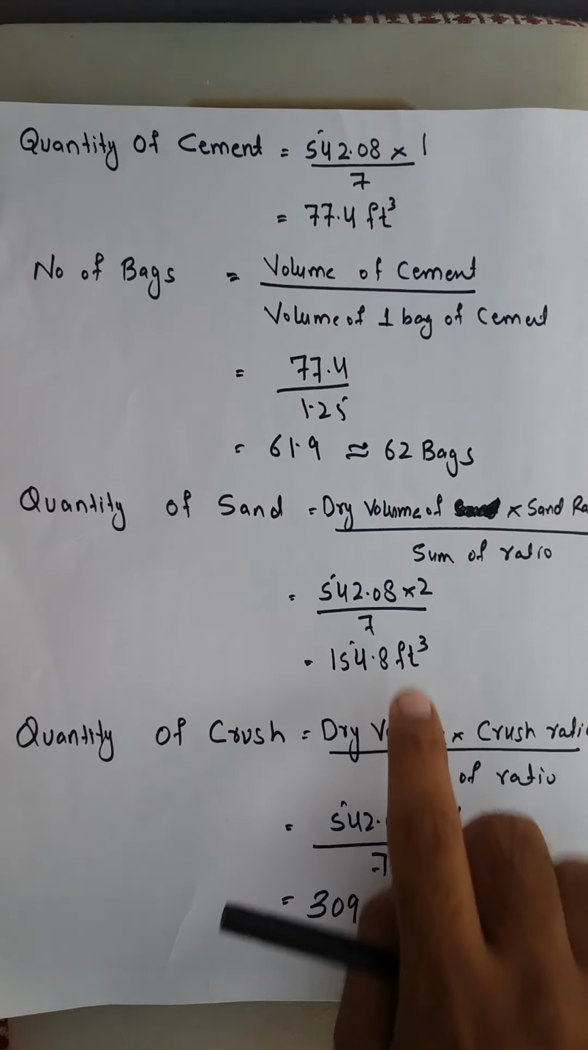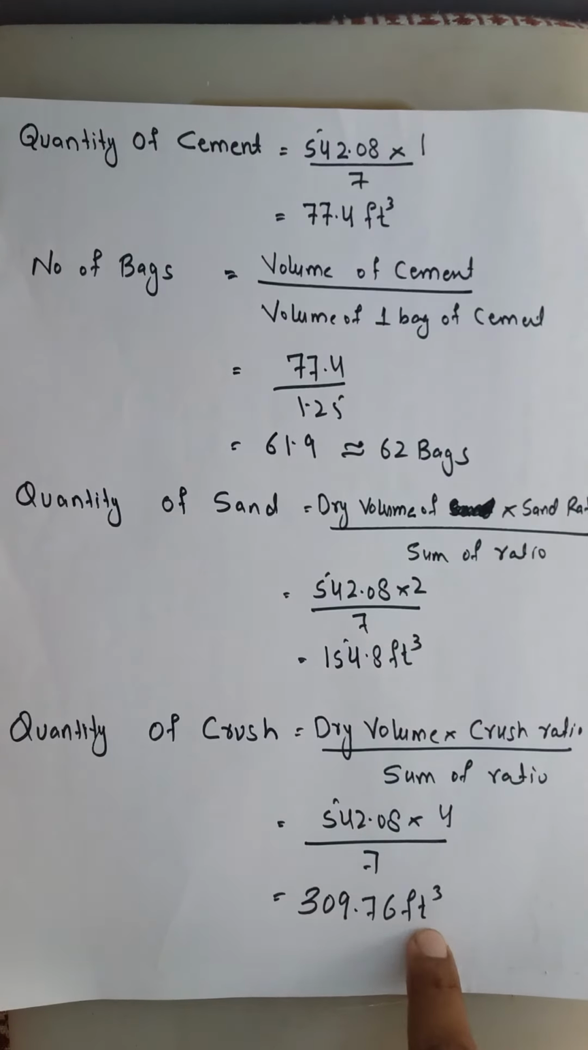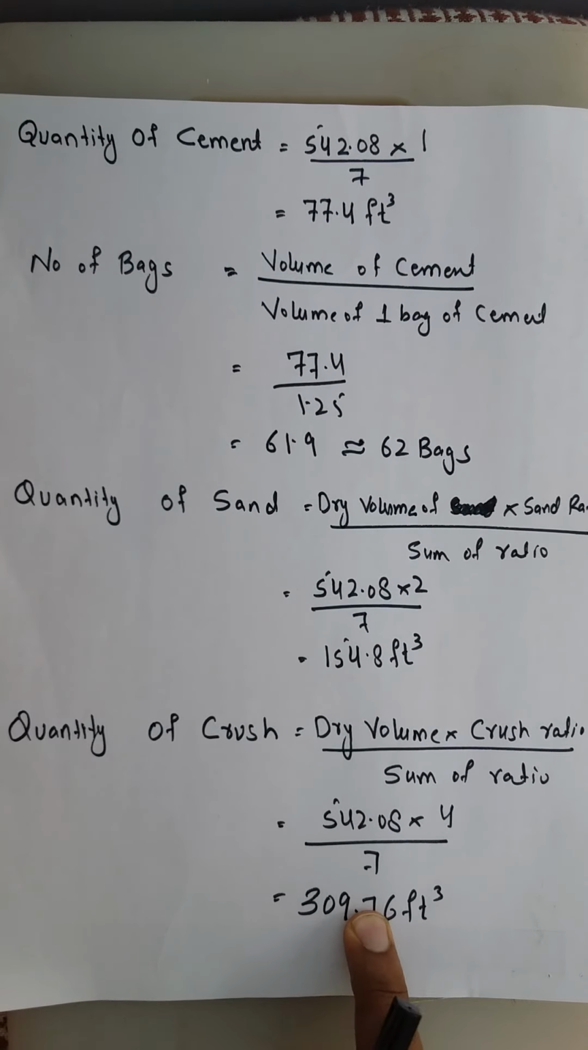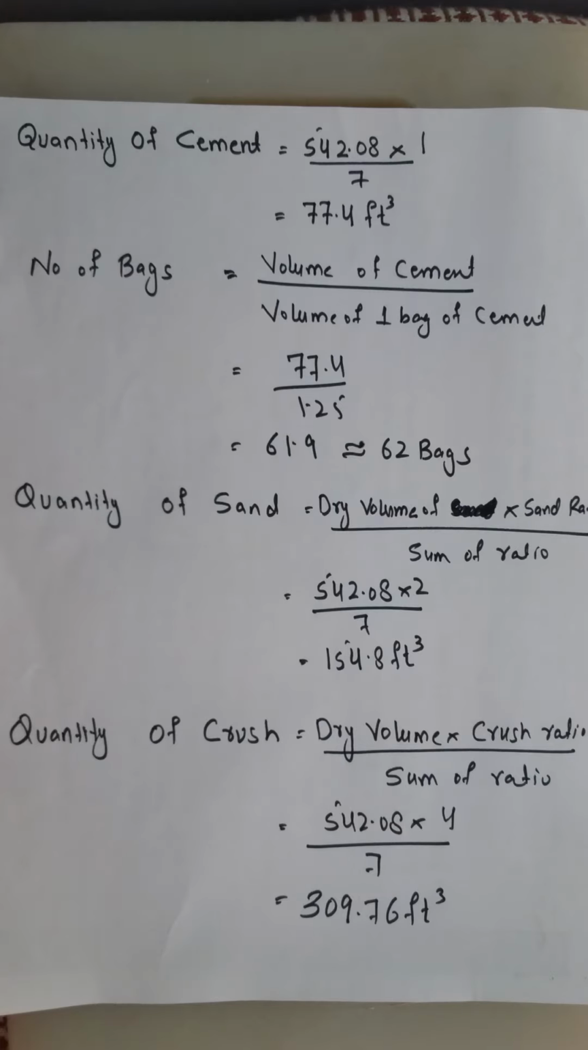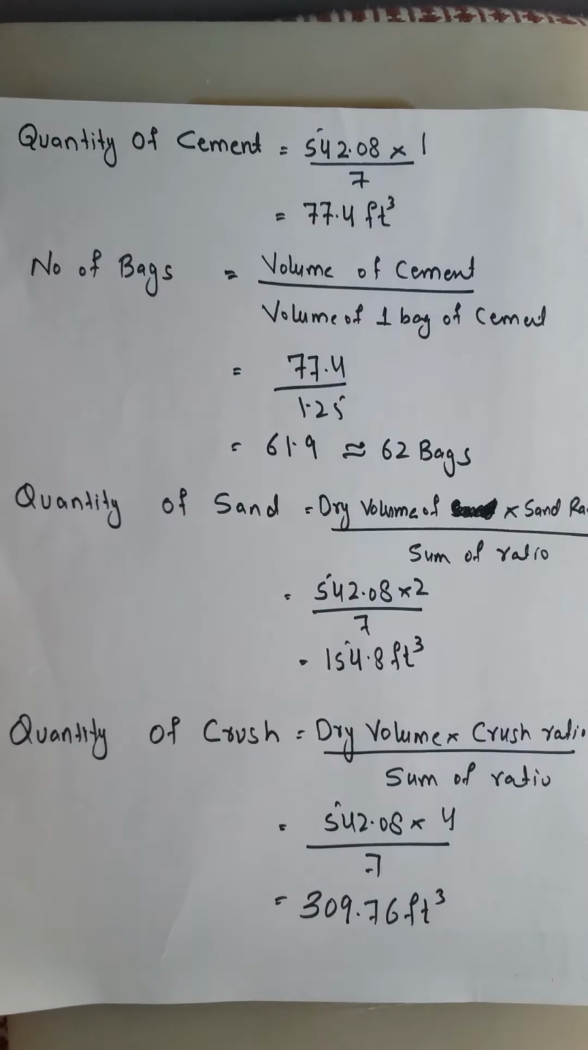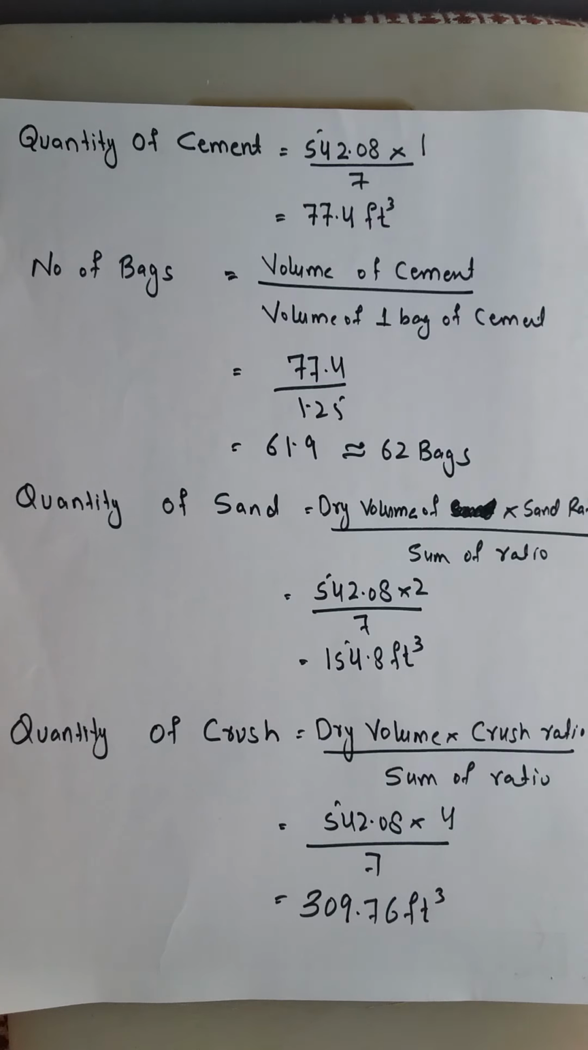It is very easy. We do not need to convert these cubic feet of sand and crush into another unit, because we can ask the vendor to give us 154.8 cubic feet of sand, or 309.76 cubic feet of crush. He will understand, but he will not understand cement in cubic feet. For cement we must ask for the number of bags. So that is our video in cubic feet.